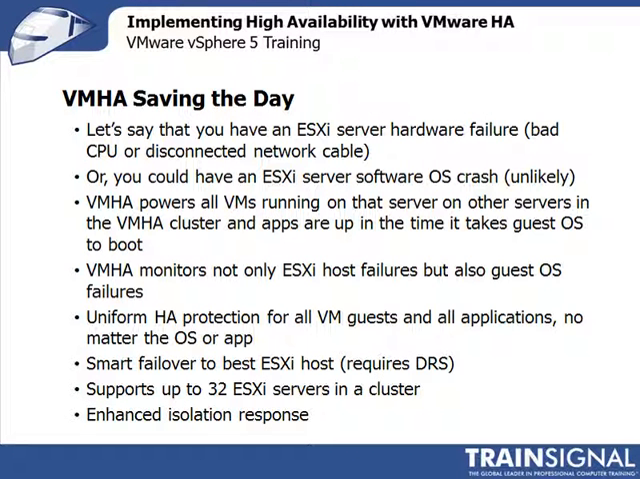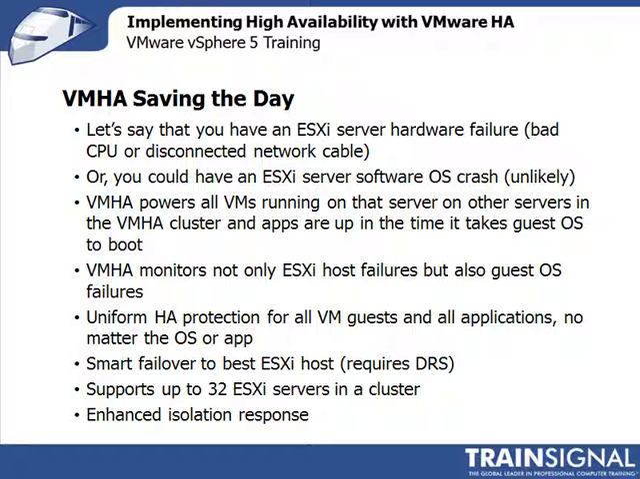VMware high availability saving the day. So how does this work? Let's say that you have an ESXi server hardware failure. Say maybe a bad CPU, maybe a bad motherboard, maybe a combination of both. Maybe just a network cable was yanked out of the back of the ESX host. For whatever reason, you lost the host, and that host has virtual machines running on it. VMware HA will power on the virtual machines that were running on the failed host on the remaining ESXi hosts in the cluster.